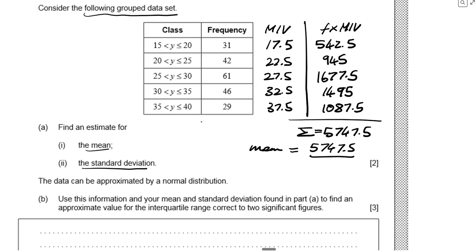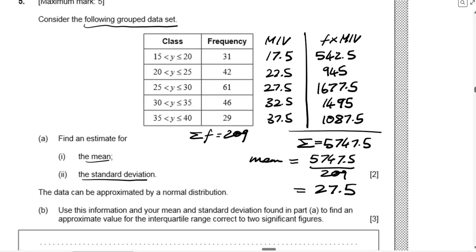And what is that? The sum of frequency is equal to 31, 29 plus 46 plus 61 plus 42, 209. And so our mean is equal to this divided by 209, which is 5747.5 divided by 209. That is equal to 27.5.